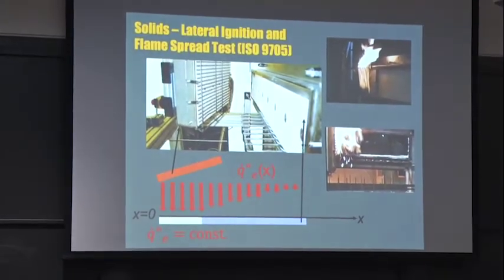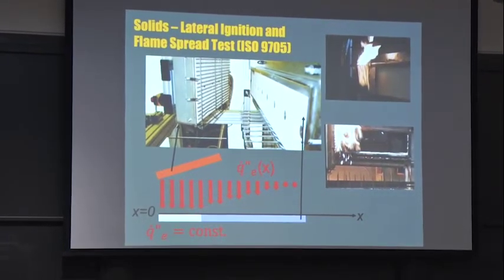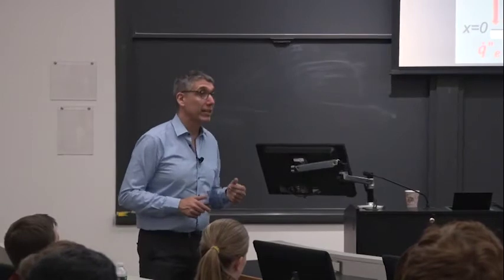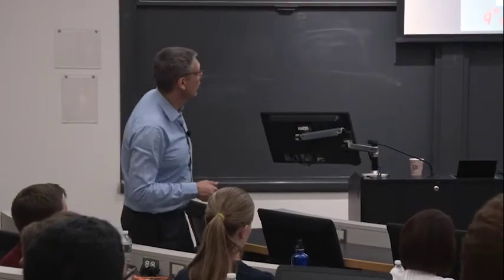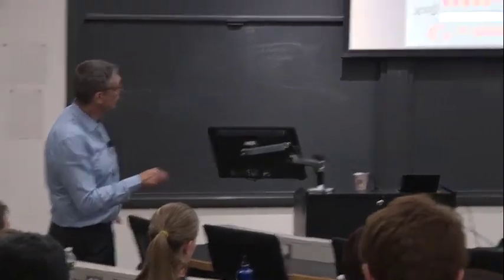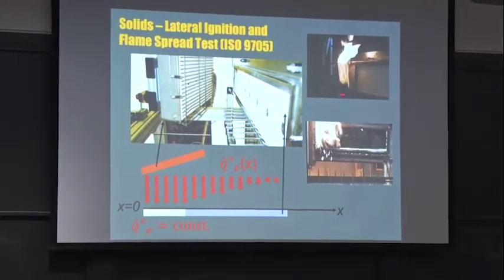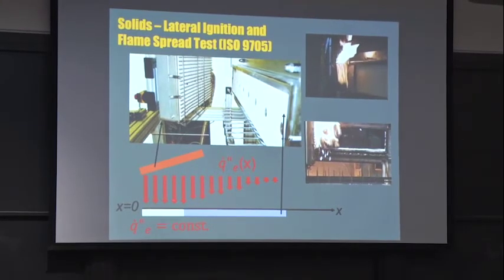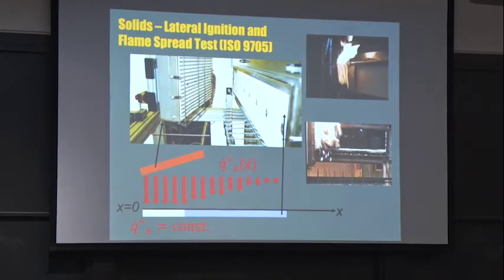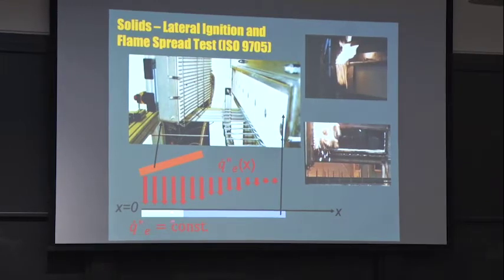So in the case of a solid, the test that we're going to be talking about is called the lateral ignition and flame spread test. It has an ISO number and also an ASTM number, E1321. It's a standardized test, and it consists of two parts. One part is the ignition part, where you put a sample that is 15 centimeters by 15 centimeters in front of a radiant panel that is providing a constant heat flux. You repeat the ignition test with this sample for a number of external heat fluxes, and you establish the ignition delay time.